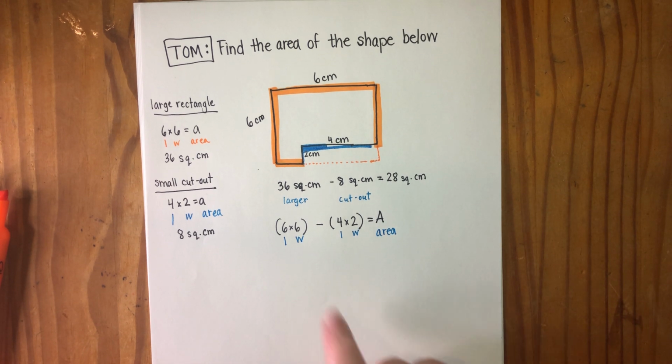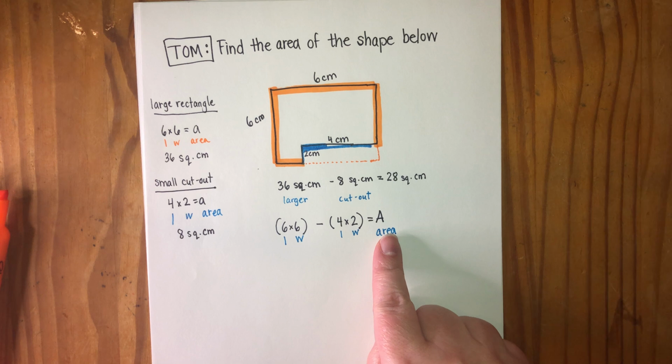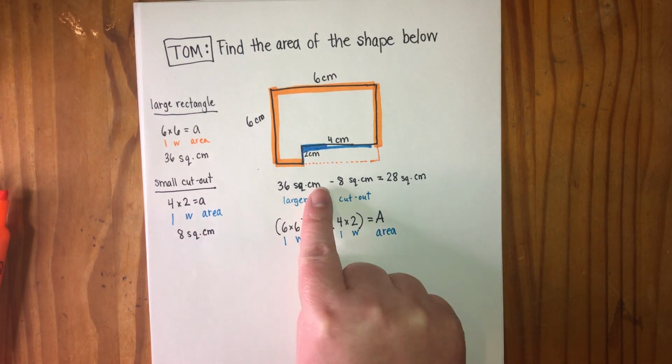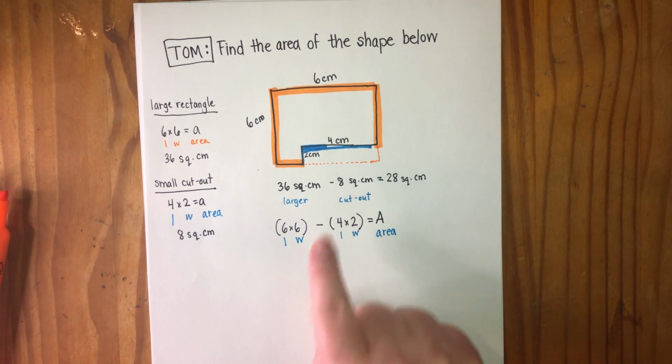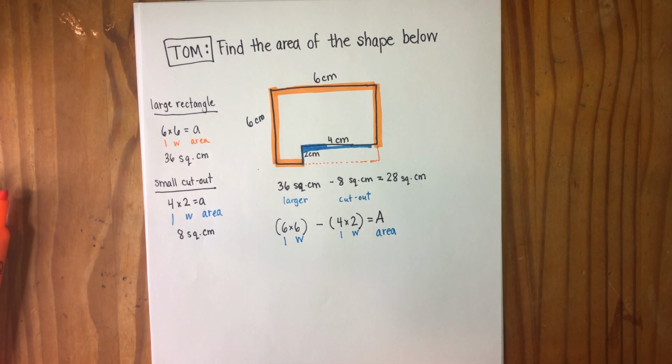Great job creating a longer equation to represent the work and the steps that we took to find the area of this shape. How is what we did in this problem the same and different from what we did in the problem of the day? Say it out loud.